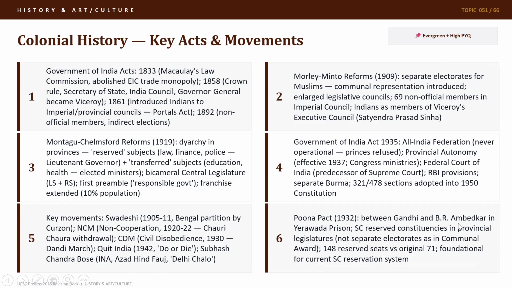Then the Poona Pact between Gandhiji and B.R. Ambedkar in Yerwada prison, where SC reserved constituencies were provided in provincial legislatures for scheduled castes, and no separate electorate as in the communal award. In this Pact, it was decided that some constituencies would be reserved for scheduled castes, but there would be no separate electorates. Separate electorate, through the communal award, would have meant that only people of a specific religion could vote in those electorates. That was not agreed upon, but reserved constituencies were agreed. 148 reserved seats were given versus the original 71, and the Poona Pact is foundational for the current scheduled caste reservation system.